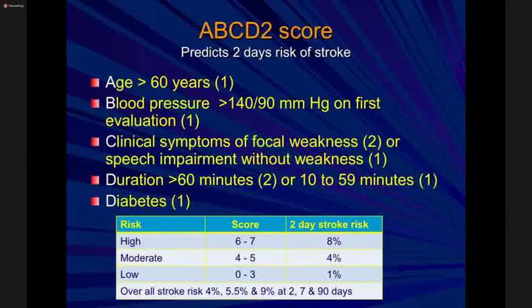If the score is 6 to 7, the risk is high. The risk of developing a full-blown stroke over the next 2 days is about 8%. And if the score is 4 to 5, the risk is about 4%. And if it's 0 to 3, it is 1%.